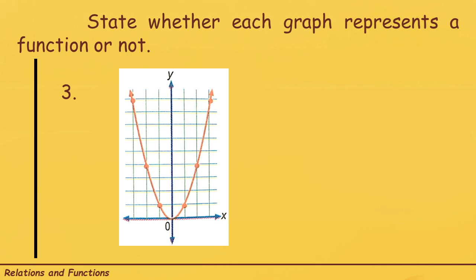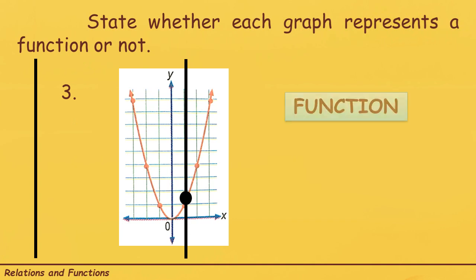Okay, so time's up. This is a function. Okay, because if we put a vertical line in any part of the graph, their point of intersection is only 1. Okay, so ganun lang. So kapag ang point of intersection is only 1, this is a function. If more than 1, that is not a function.